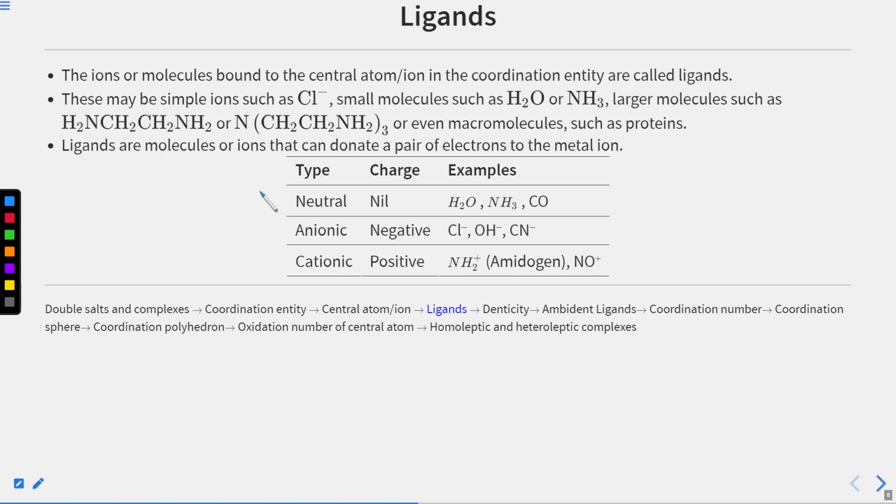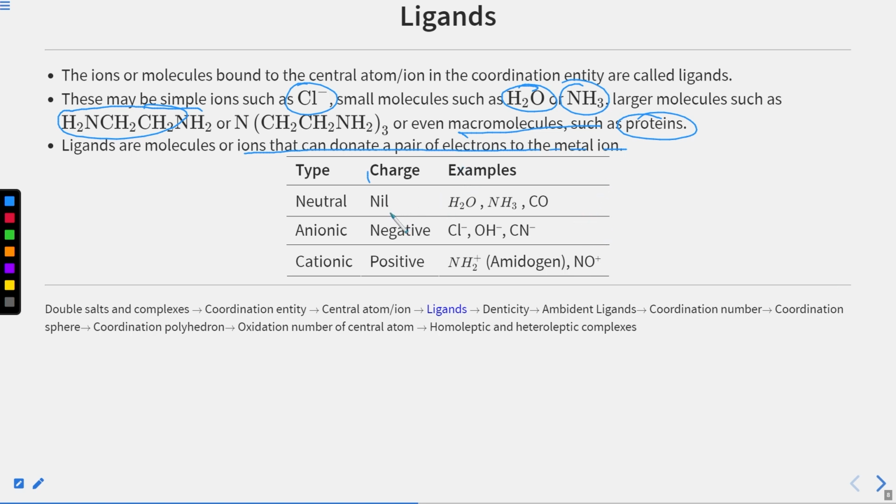Now if I talk about the ligands, you must have seen we have ions or groups surrounding our central atom. Here we have, say, the example of H2O. We can have NH3 as the ligand, we can have Cl minus as the ligand, or we can have larger molecules such as this as the ligand, or we can even have macromolecules, very large molecules I would say, that are present in case of proteins. So ligands are molecules that donate a pair of electrons to metal ions. Okay, so they are donating a pair of electrons to the metal ion.